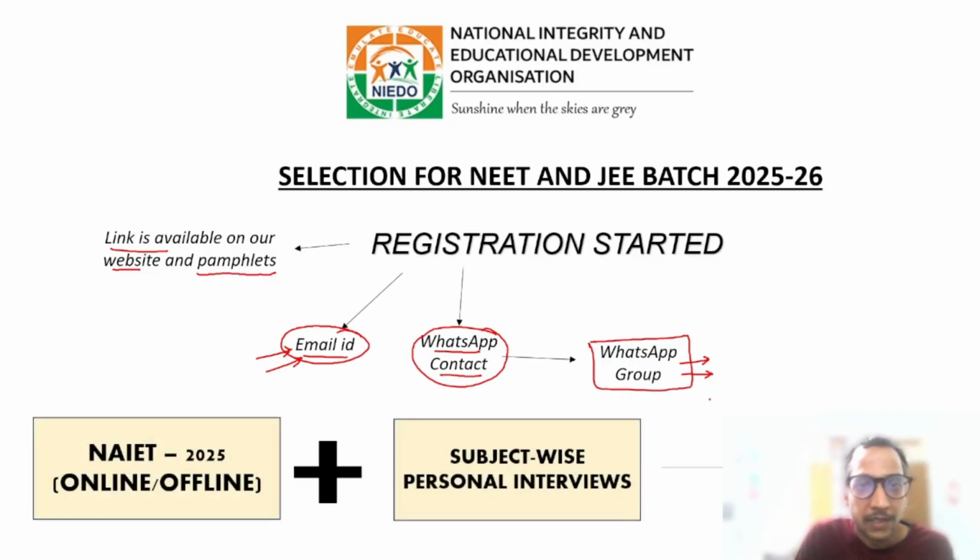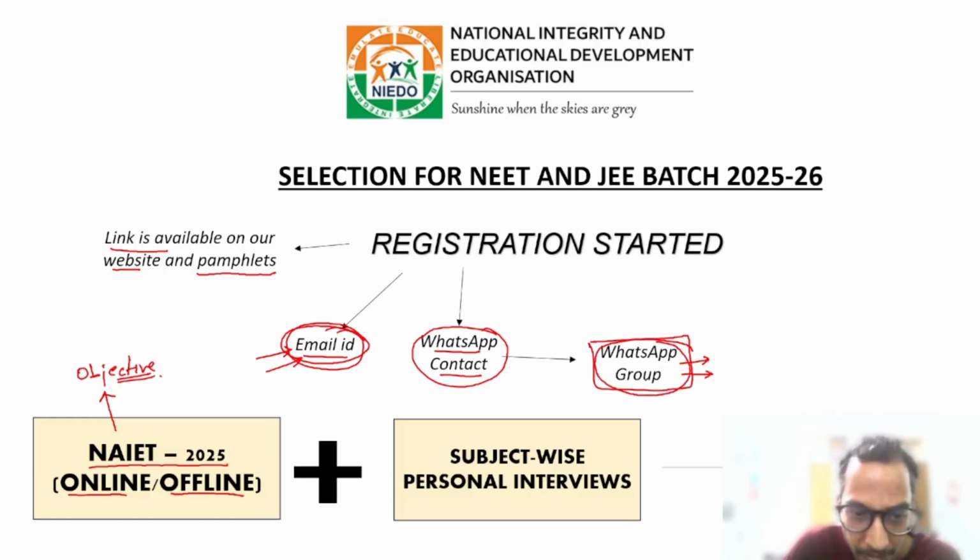So this selection process has two steps. There is the NAIET examination, which is an objective test based on the subjects which you are opting for, and this examination can be online or offline depending upon your location. How would you come to know whether you have to attempt online or offline? That notification will be given to you via email ID or through the WhatsApp group in which you will be added after your registration is done.